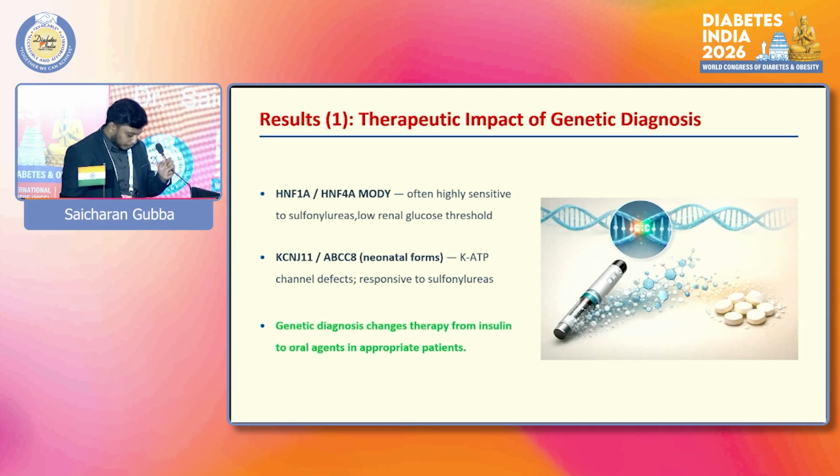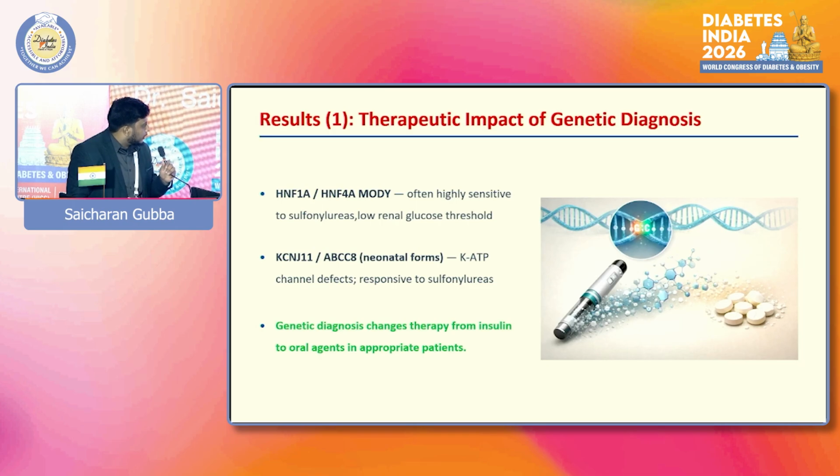The major defect was beta cell dysfunction. The KATP channel is normal, so patients are highly sensitive to sulfonylureas, often needing very low doses instead of insulin. A clinical clue will be glycosuria at relatively mild glucose levels due to low renal threshold.